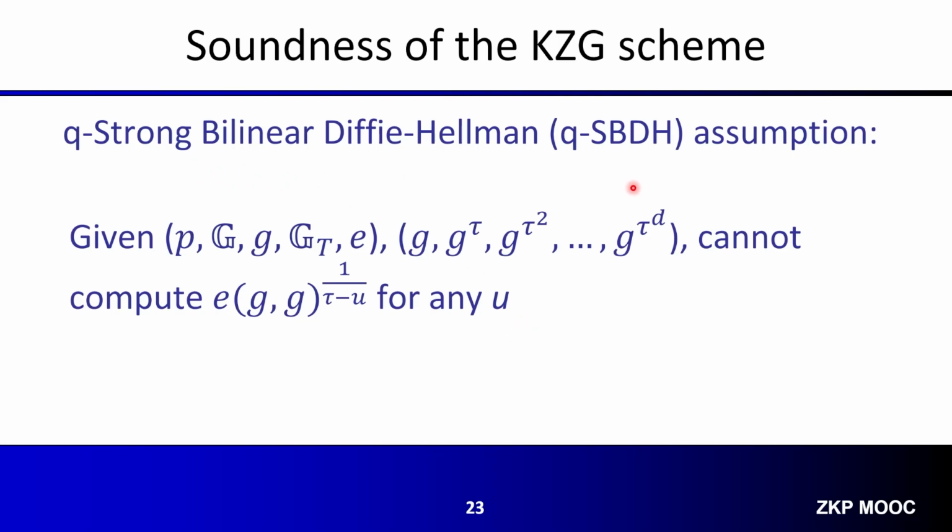From the name, you can actually tell that there is a rigorous reduction from this assumption to the computational Diffie-Hellman assumption, which means that this assumption is strictly stronger than the computational Diffie-Hellman assumption. But still, we believe that this assumption holds in the bilinear groups we use in cryptography.